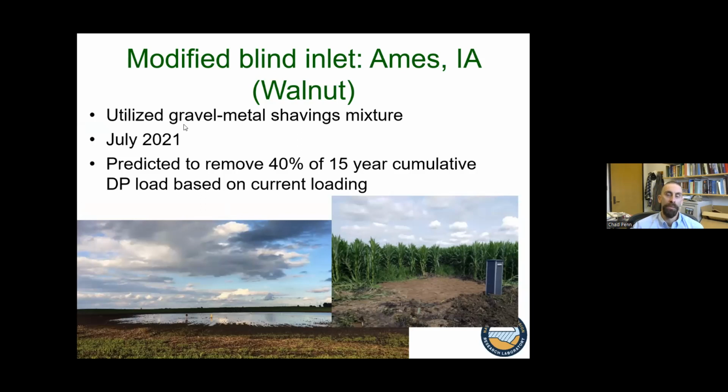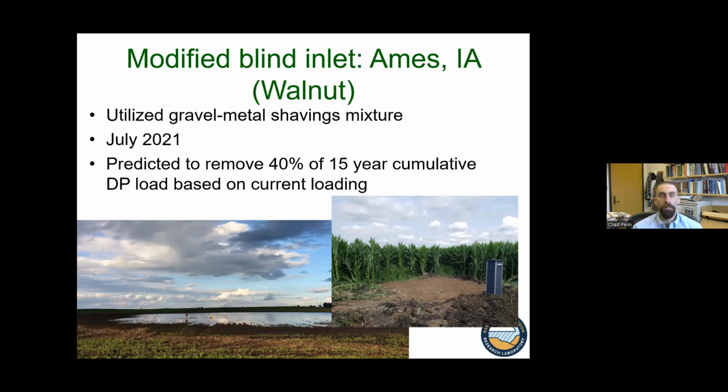So it's a blind inlet, but we specially designed it using a gravel metal shavings mixture to allow it to additionally remove dissolved P, not just particulate P. So in doing that, this blind inlet became a P removal structure. It was installed around July 2021. And so it's predicted to remove about 40% of the cumulative 15-year dissolved P load based on the current loading.